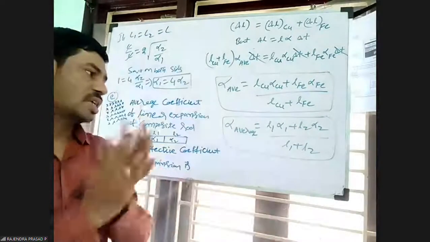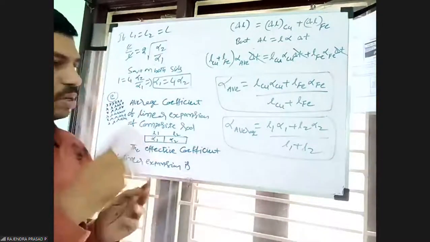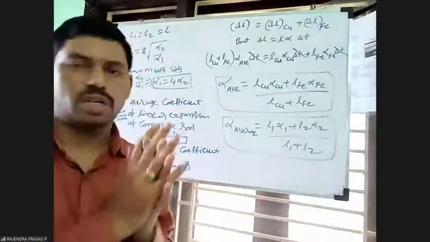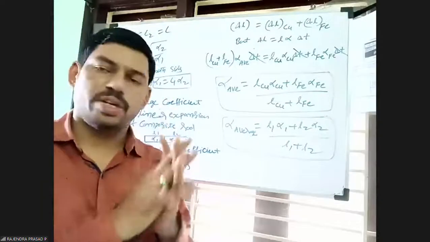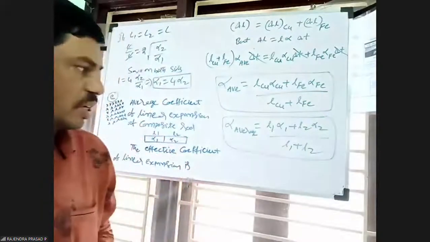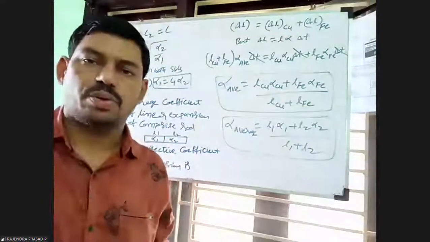So next class, common temperature. The remaining three, composite rod change in length and common temperature, will be calculated. Okay, next class.